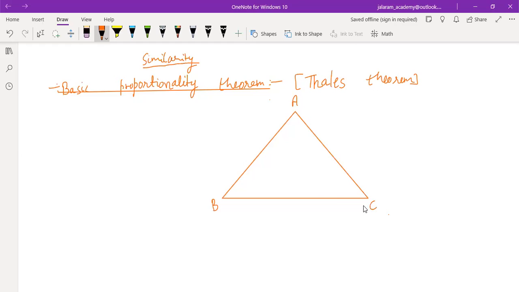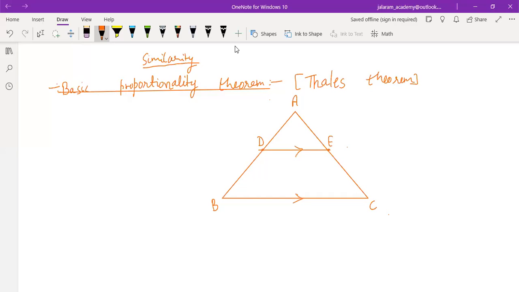In triangle ABC, if DE is drawn intersecting AB at D, AC at E such that DE is parallel to BC, then it divides the sides which it is intersecting in the same ratio. That is, if DE is parallel to BC, then AD upon DB equals AE upon EC. And if two ratios are equal, they are called proportional to each other.